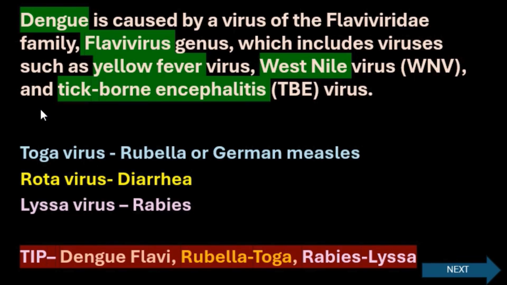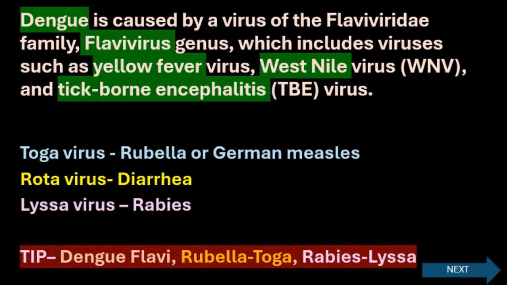Dengue is caused by the virus of Flaviviridae family or flavivirus. Yellow fever, West Nile fever, tick-borne encephalitis are also caused by this family of virus. So, dengue, yellow fever, West Nile fever and tick-borne encephalitis are caused by flavivirus. Toga virus is causing rubella or German measles. Rotavirus is causing diarrhea. Lyssa virus is causing rabies. You can see the memory tip here. Dengue flavi, rubella toga, rabies lyssa.